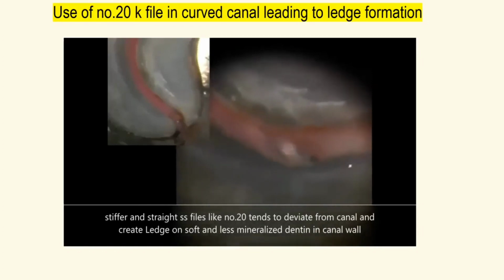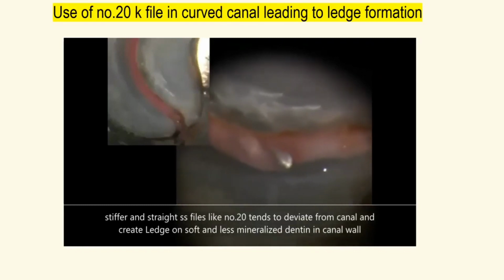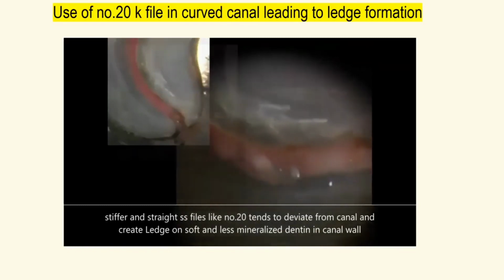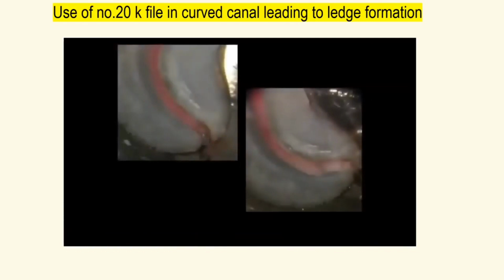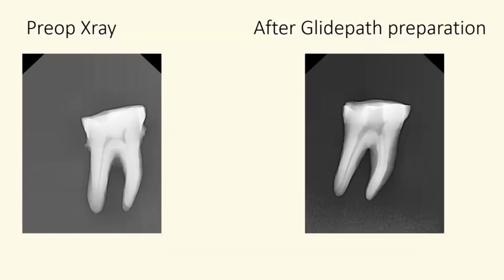Here is a small video showing the use of a number 20K file in a curved canal leading to ledge formation. Here you can see the file is deflecting from the center of the canal and creating a ledge on the soft and less mineralized dentin in the canal wall.